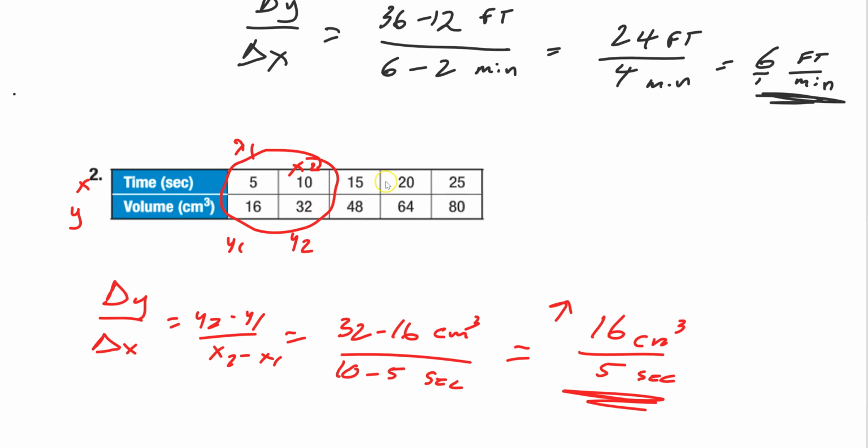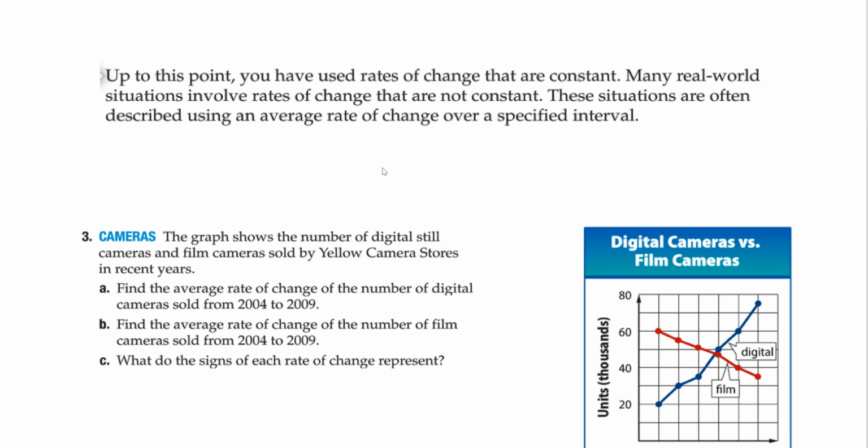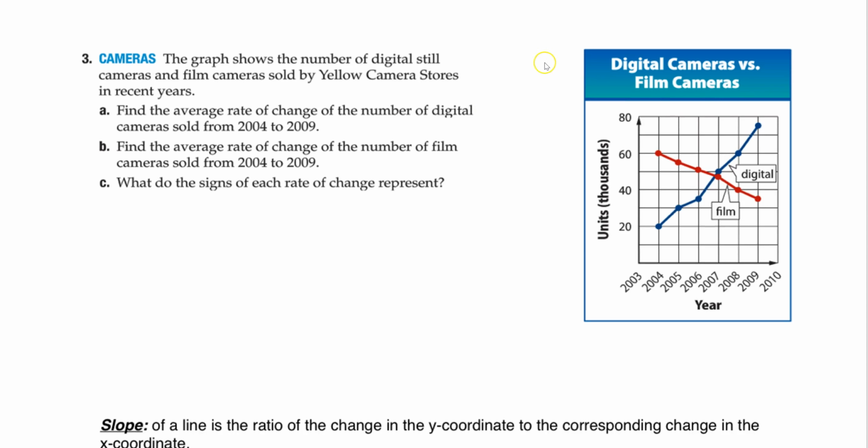Now these were all straight lines, so it didn't matter what two values you picked. For our next one, life isn't all straight lines. So we're going to have to start doing things where it changes, where things are not constant. The rate of change fluctuates. So here's our first example.